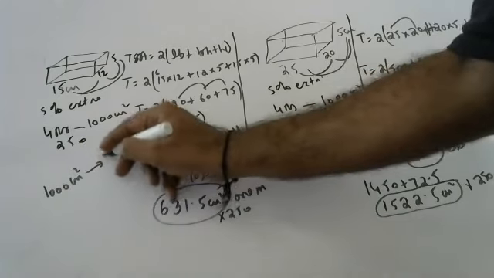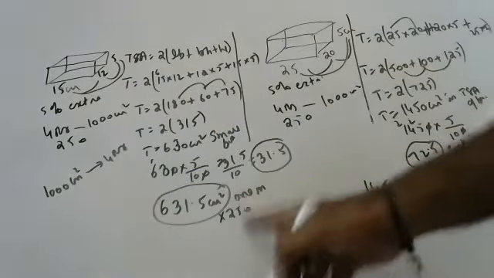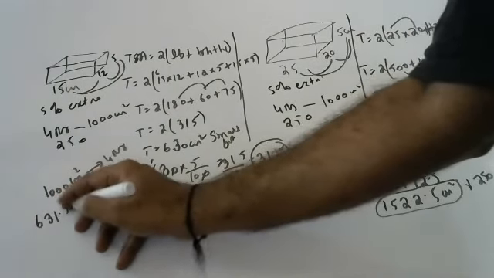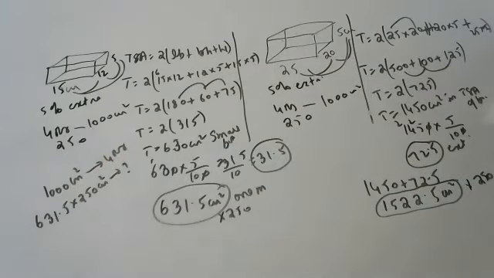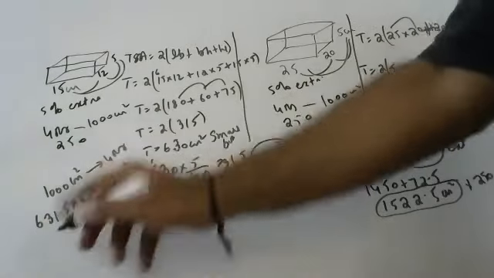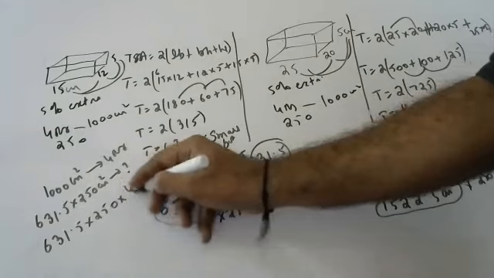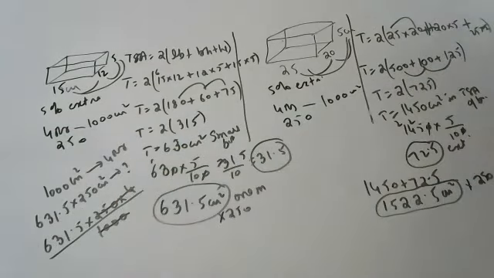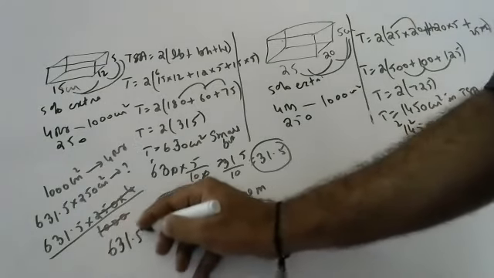1,000 centimeters square cost 4 rupees. Try to understand. Then, 631.5 into 250 centimeters square costs how much? See, children, this into this by this: 631.5 into 250 into 4 by 1000. 250 by 1000, and the cost of making 250 boxes is 631.5 rupees.